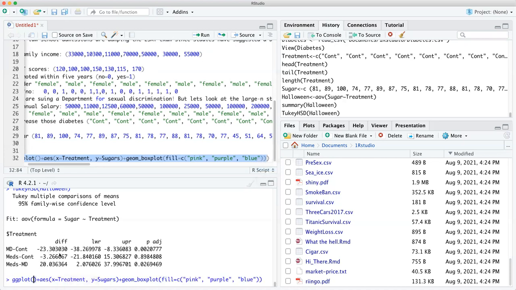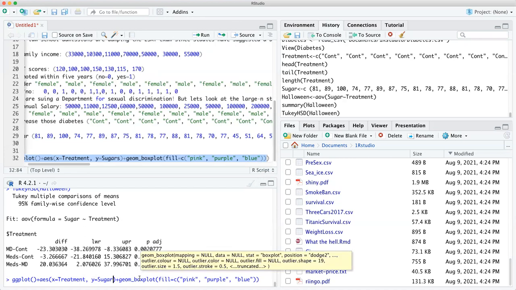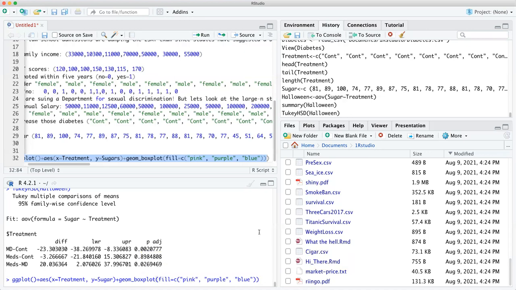ggplot. Notice there's nothing in here. Usually there we put the name of the data set, but there is no data set. So you'll have to be able to know that. Then we've got sugar, but it's actually sugars. I just wrote that in there because I wasn't sure what I said. And then you've got treatment as X, and then you've got geom_boxplot. Remember, we've done other things. So then I'm filling it because there's 3, pink, purple, and blue. What do you people think?